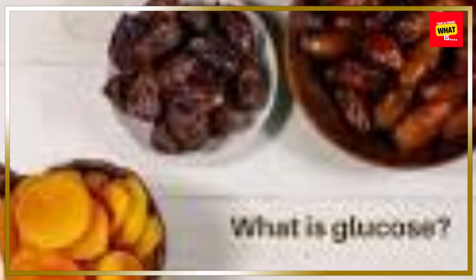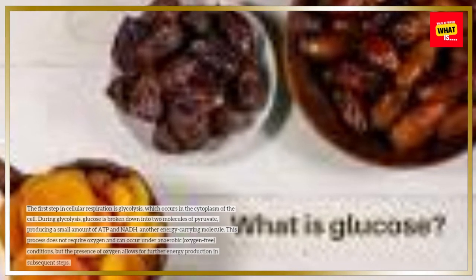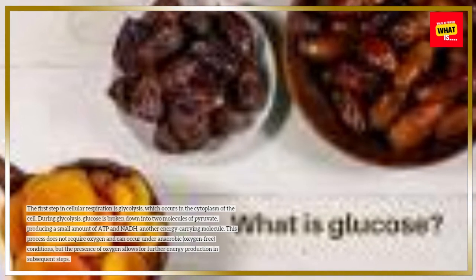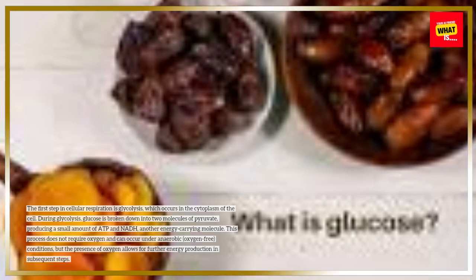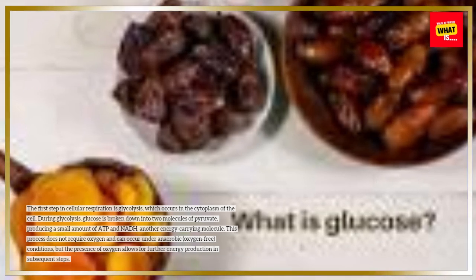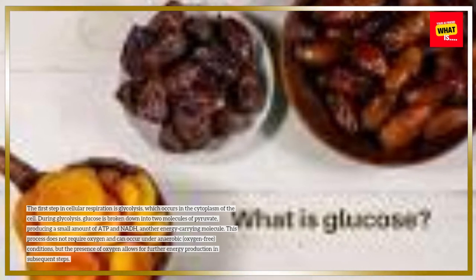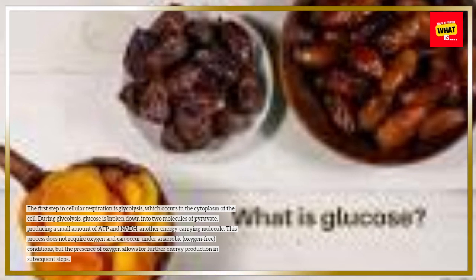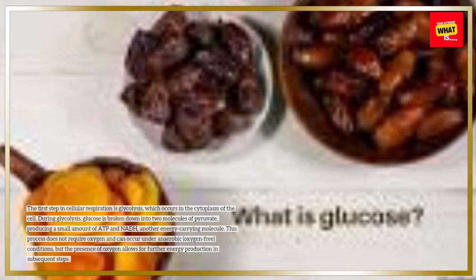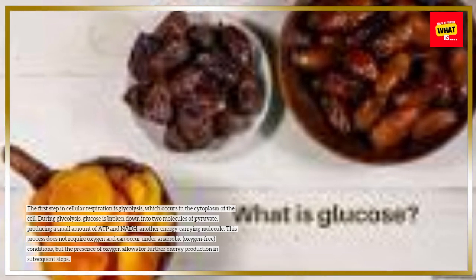The process of glycolysis. The first step in cellular respiration is glycolysis, which occurs in the cytoplasm of the cell. During glycolysis, glucose is broken down into two molecules of pyruvate, producing a small amount of ATP and NADH, another energy-carrying molecule. This process does not require oxygen and can occur under anaerobic, oxygen-free conditions, but the presence of oxygen allows for further energy production in subsequent steps.